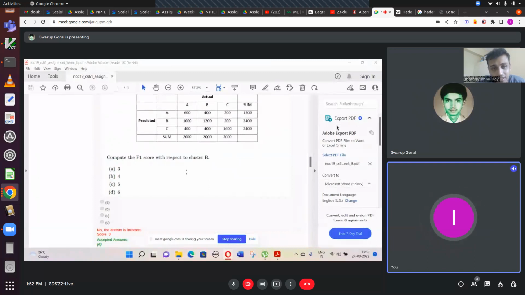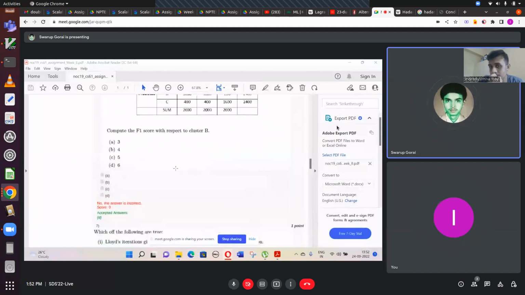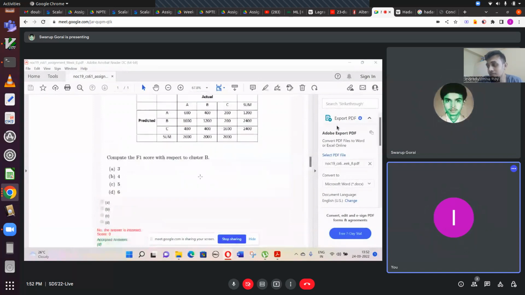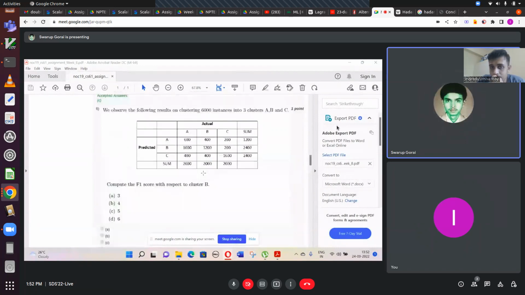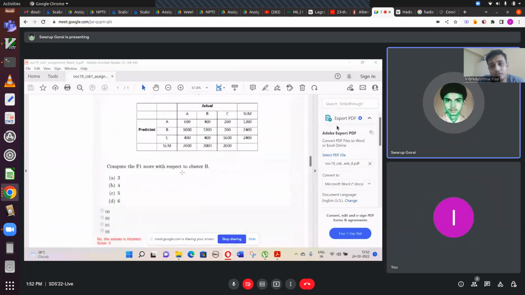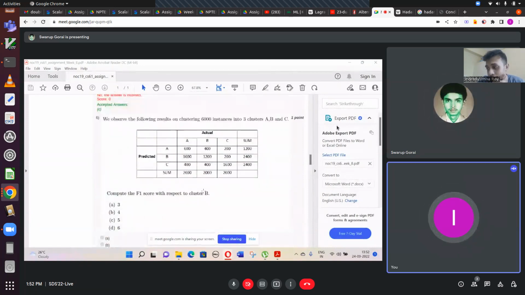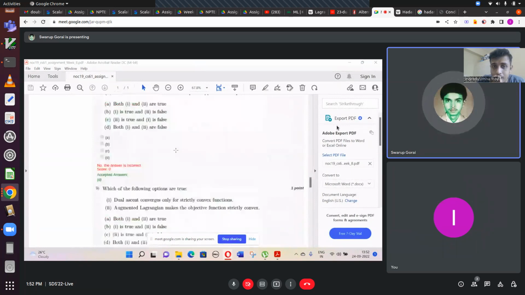I think the by 11 is missing from all the options, but they have marked D, which is 6. F1 cannot be greater than 1. That's it. But the most important thing is the formula. The formula is okay, but seeing the table, you should be able to identify TP, FP, FN, TN, all that. Are you convinced about that? I'm convinced. Okay.